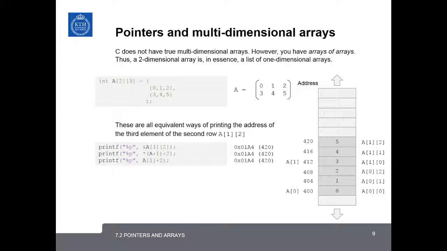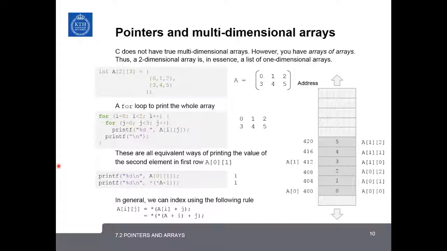There are several equivalent ways also of getting the address of the third element of the second row, A of 1, 2. The standard way would be to use the address of A[1][2]. Another way is to use some pointer arithmetic. So first we add 1 to the base array, and then we add 2 to the second array. And the last is also to use some pointer arithmetic, where we say A of 1, which starts us here at 412, and then add 2.